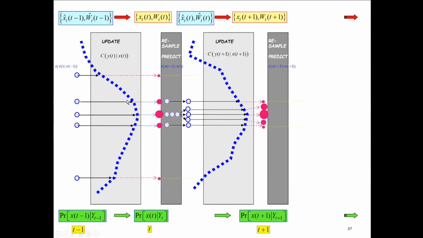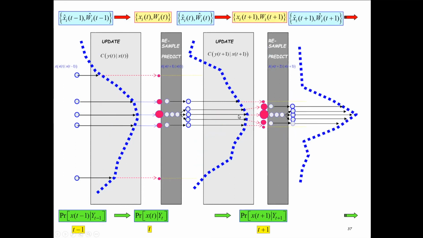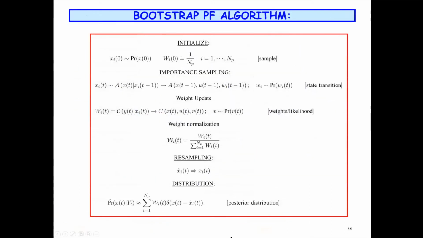And you can see that what's happening is we're starting to form the region of high probability, which then follows when I go through the next step, et cetera. So that's what's going on as you progress through the particles. So the bootstrap algorithm, again, looks like this.